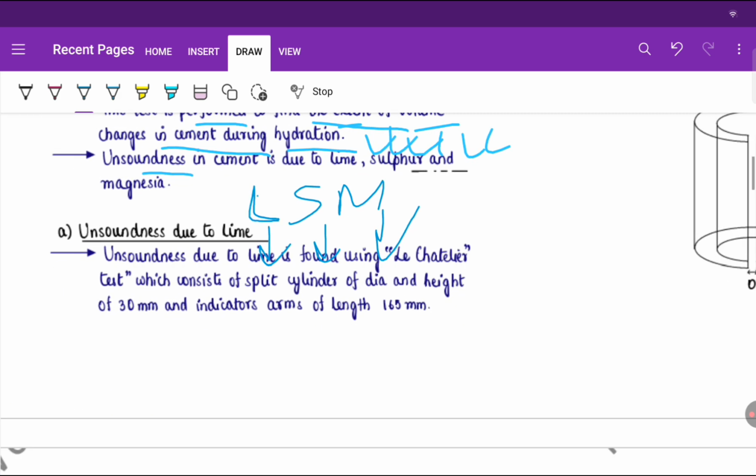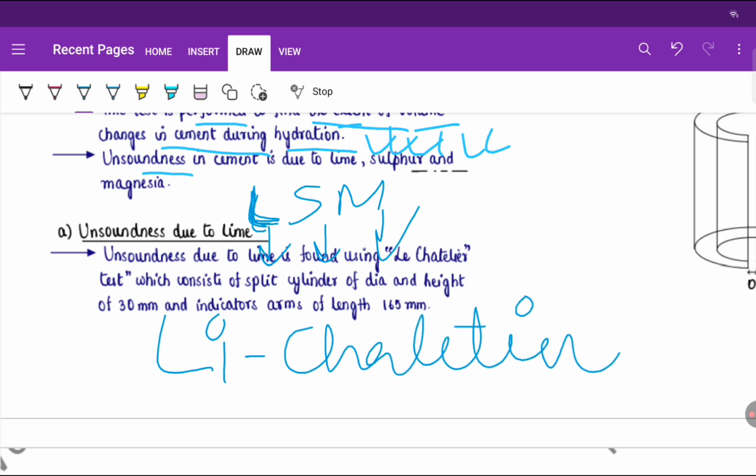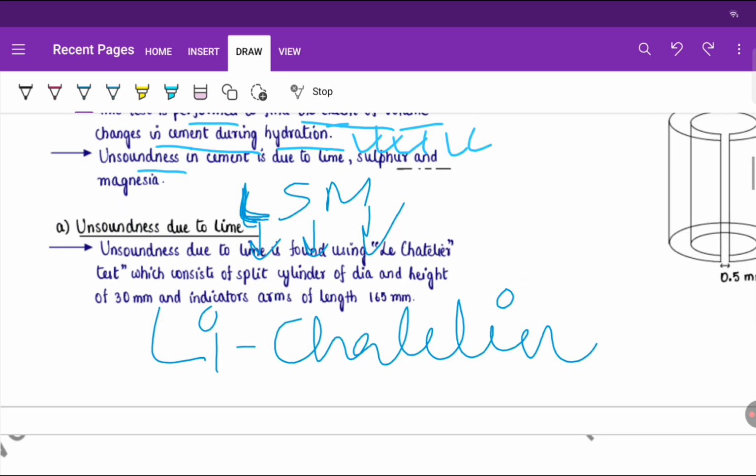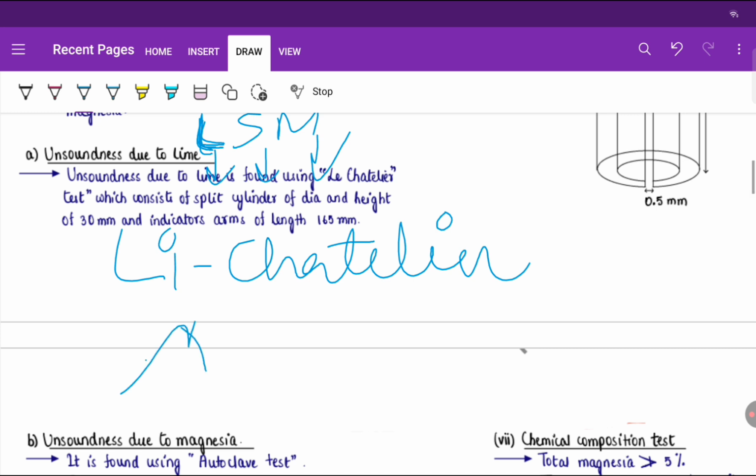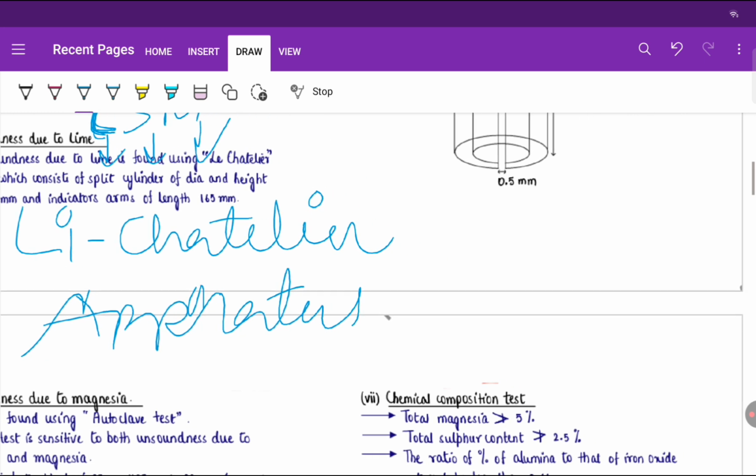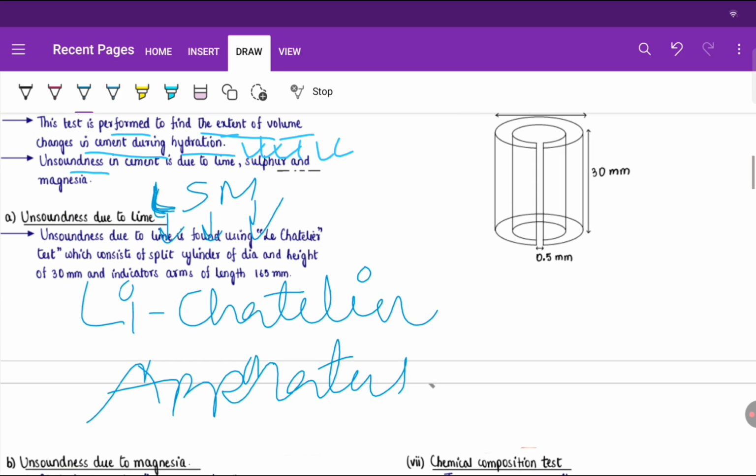To check soundness due to lime, we use a test with the Le Chatelier apparatus, right? Le Chatelier flask is used to find specific gravity, but here it is the Le Chatelier apparatus. Le Chatelier apparatus and Le Chatelier flask are two different things.